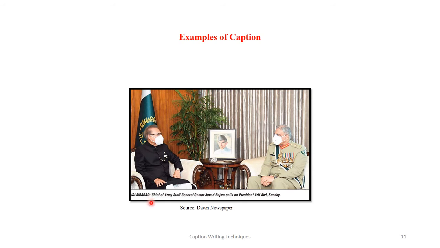Look at this example. We have discussed this picture, and its caption: Chief of Army Staff General Qamar Javed Bajwa calls on President Arif Alvi on Sunday. This is a very simple, one line caption, and the location is also given: Islamabad. Sometimes a caption can be in a single line, in two lines, one and a half lines, or three lines. But we try to keep our caption very simple.